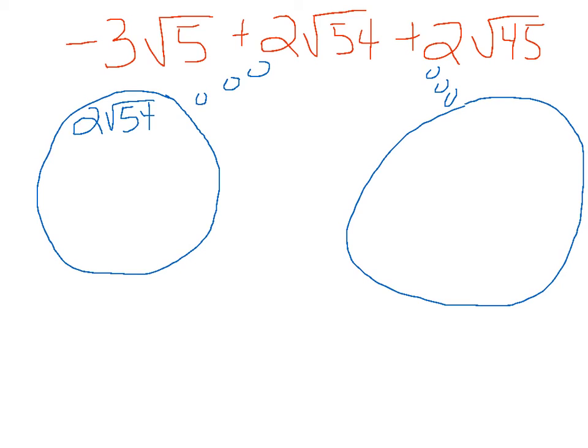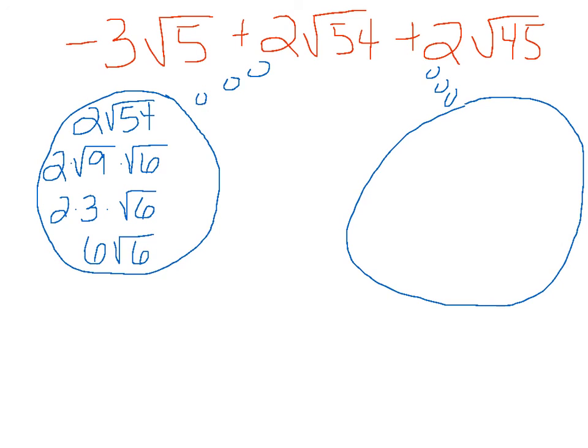If I'm thinking of my factors of 54, 9 times 6 is 54, so I'm going to rewrite this as 2 times the square root of 9 times the square root of 6. The square root of 9 is equal to 3, so I have 2 times 3 times the square root of 6. That's just 6 times the square root of 6.